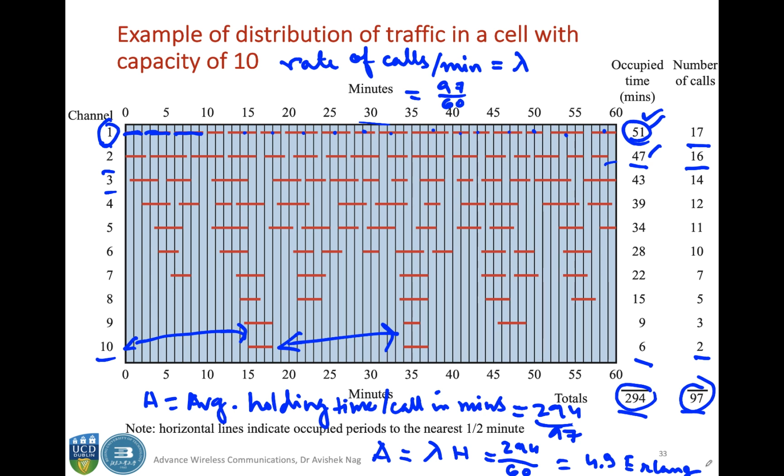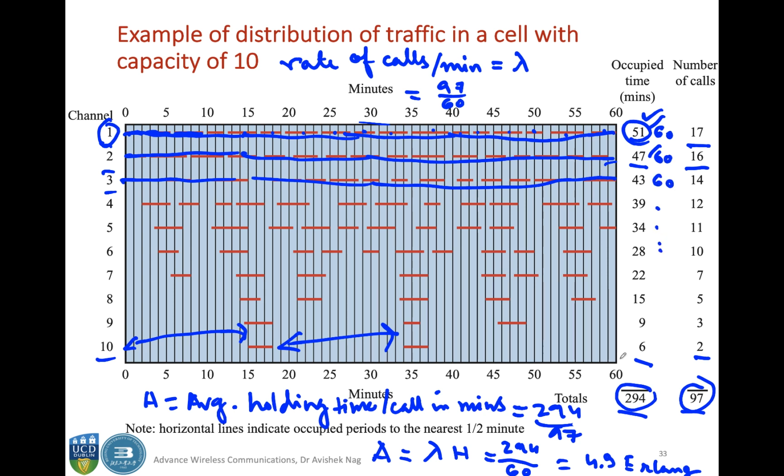Now let's say all the 10 channels are occupied for all the 60 minutes. What would have been the total number of minutes? That would be 600. Let's say there is one single call that is occupied for the entire 60 minutes, and that happens for all the channels. In that case, all the 10 channels will be occupied for 60 minutes, so all these numbers will be 60, and this 294 will become 600 because there are 10 channels and all of them are occupied for 60 minutes. With one call for the entire 60 minutes in all the 10 channels, the number of calls will be 10.